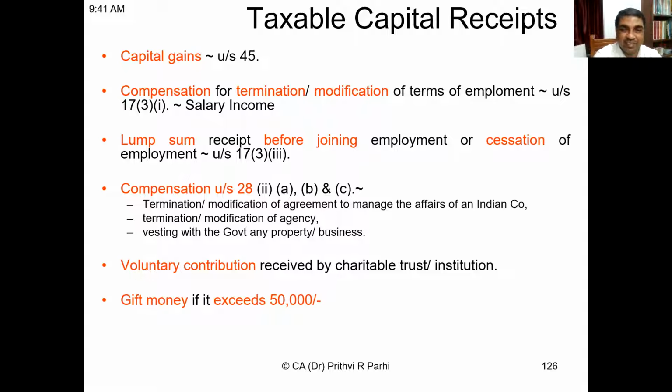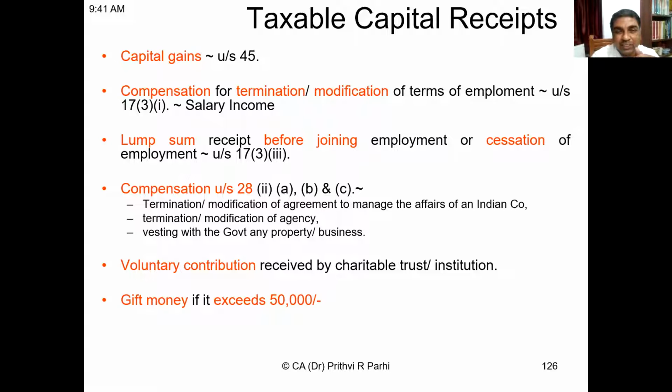What do you feel? Will it be treated as an income? Yes, sir. Yes. Okay. Argument may go on. Someone may argue that this is a capital receipt, not an income. But law has specifically included these items, therefore it will be treated as an income.